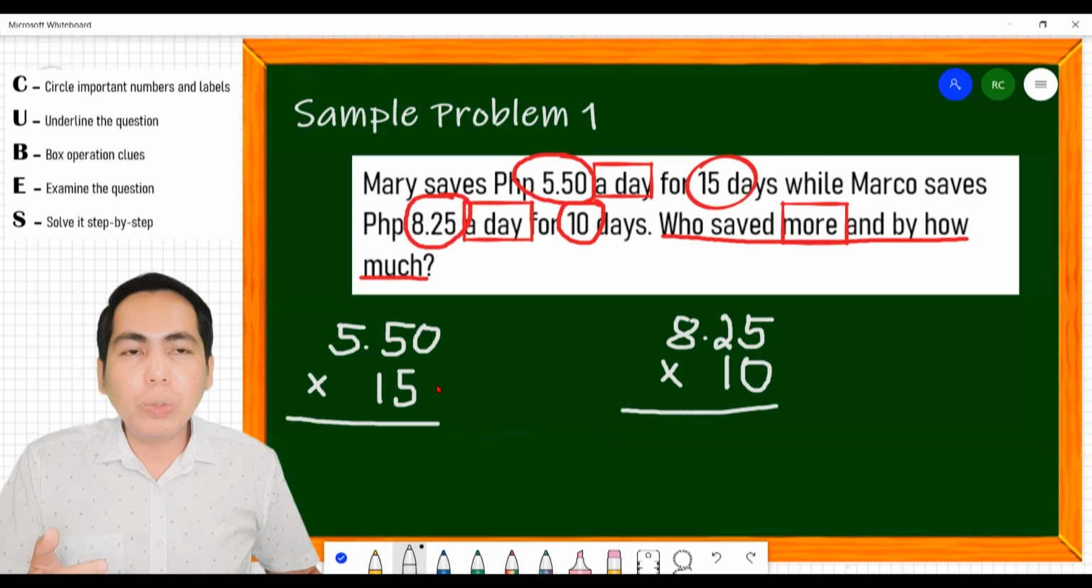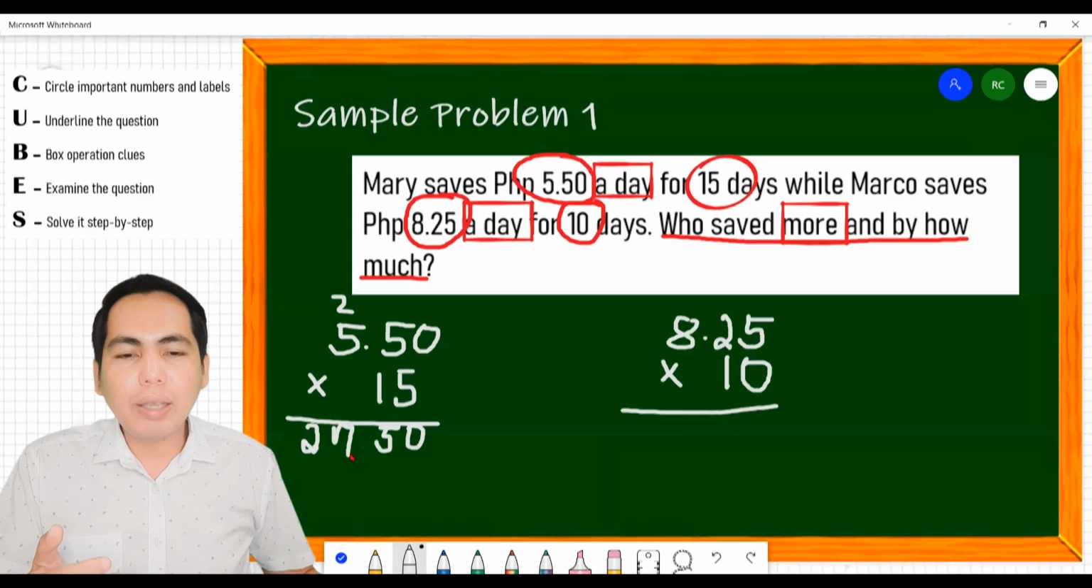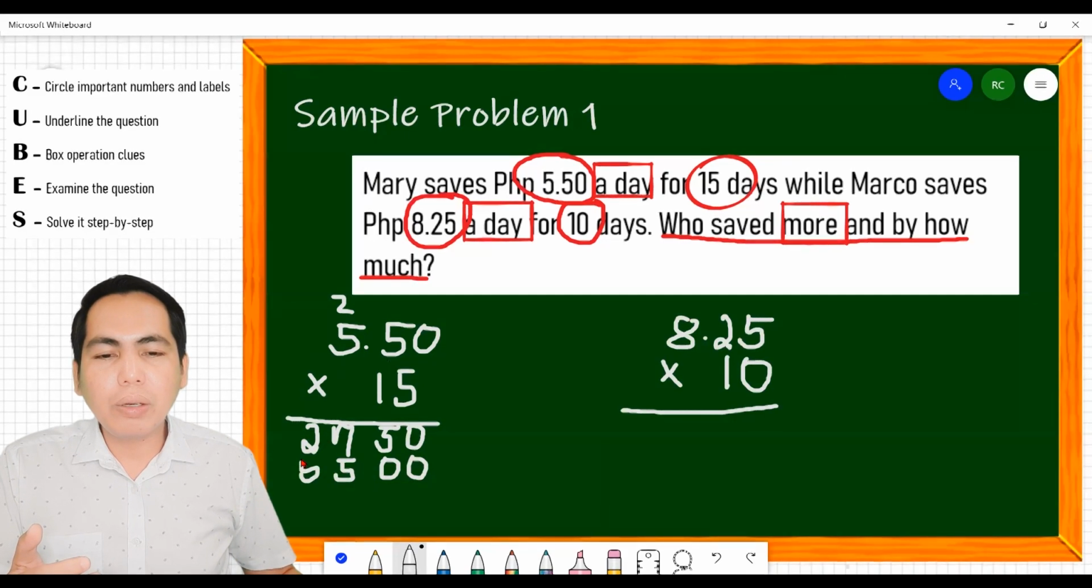So the next letter is S, which stands for solve. So we are going to solve our number sentence. 5 times 0 is 0. 5 times 5 is 25. Regroup 2. 5 times 5 is 25 plus 2 is 27. So 1 times 0 is 0. 1 times 5 is 5. 1 times 5 is also 5. And then we are going to add our initial product. So you have 0, 5, so 12, regroup 1, 5 plus 2 is 7 plus 1, you have 8.